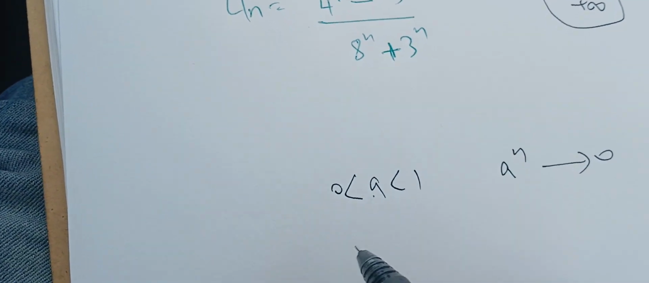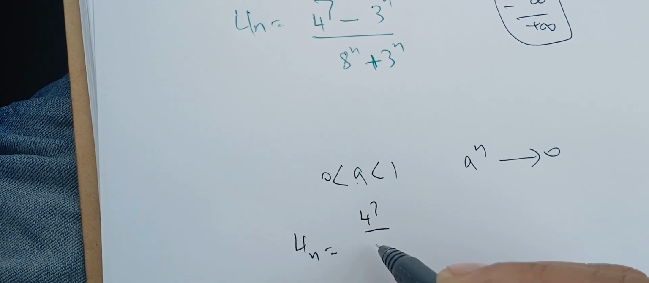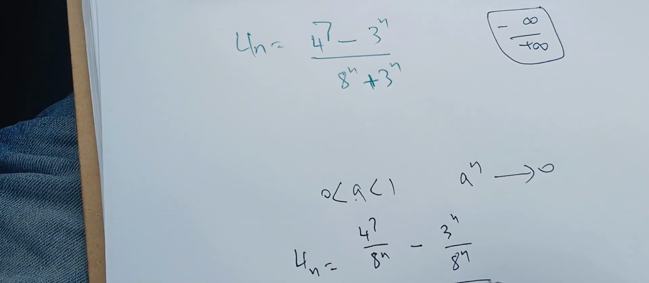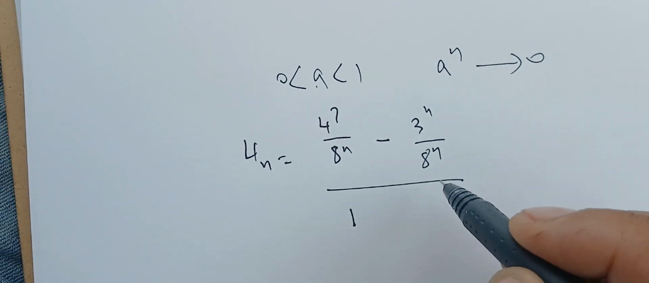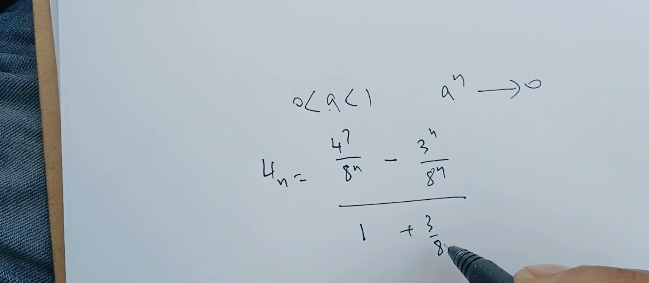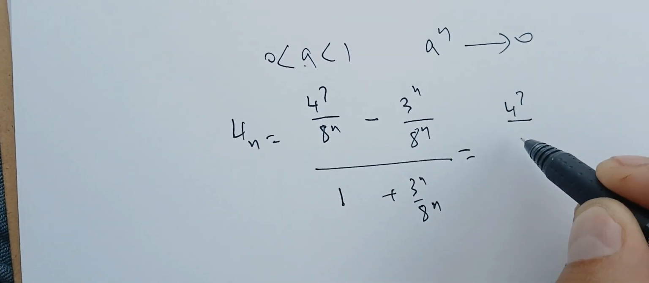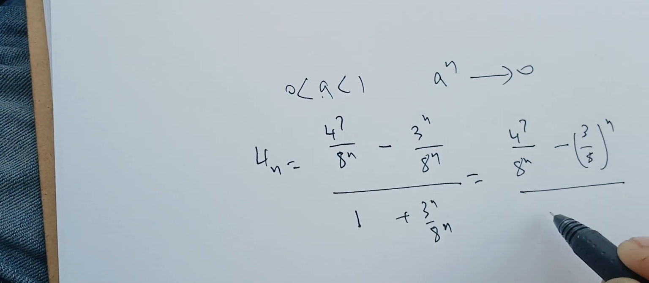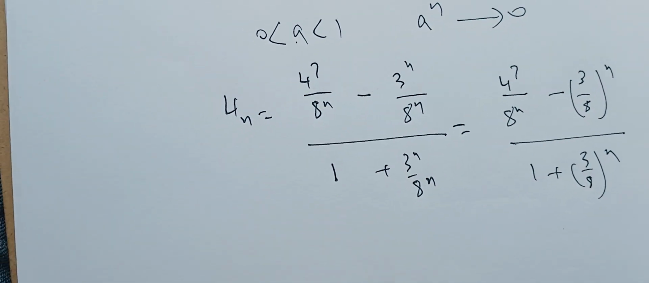So let's do that. Let's write u_n as dividing the top and the bottom by 8 to the power n. So we have 4 to the power 7 over 8 to the power n minus 3 to the power n over 8 to the power n, over 1, which is 8 to the power n over 8 to the power n, plus 3 over 8 to the power n. Okay, this gives us 4 to the power 7 over 8 to the power n minus 3 over 8 to the power n, over 1 plus 3 over 8 to the power n.